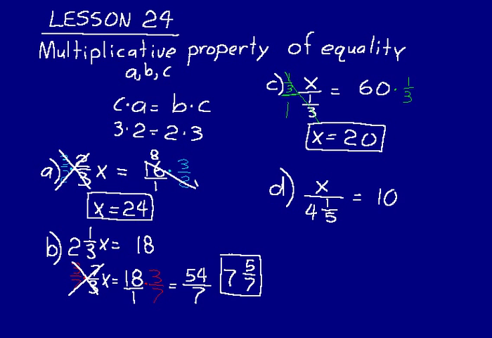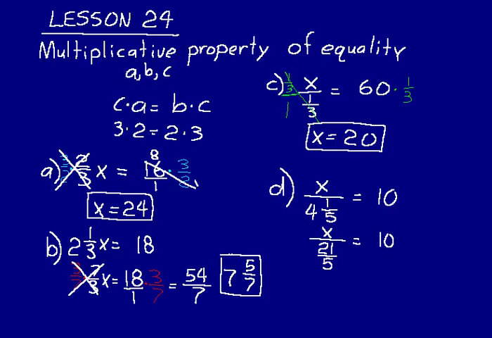Let's do one more problem. This one is similar to C, and we have a fraction in the denominator. It's just a mixed number this time. x divided by 4 1/5 equals 10. So as always, what we've been doing on these problems when we have a mixed number like that is to change it to an improper fraction first, and then we'll think about what to do. So let's go ahead and do that. We would have x over 21/5. That's equal to 10.